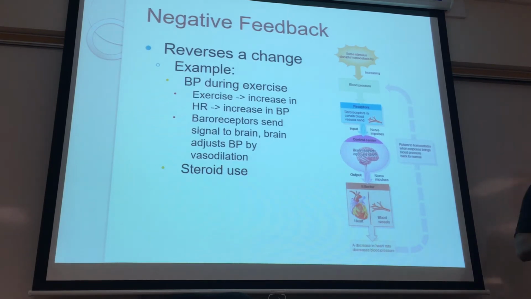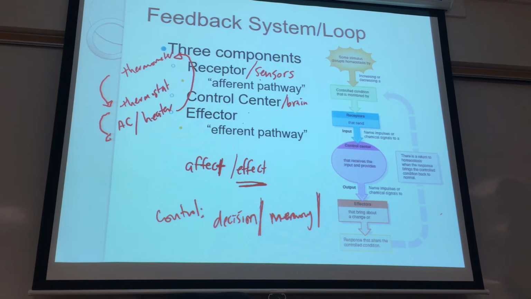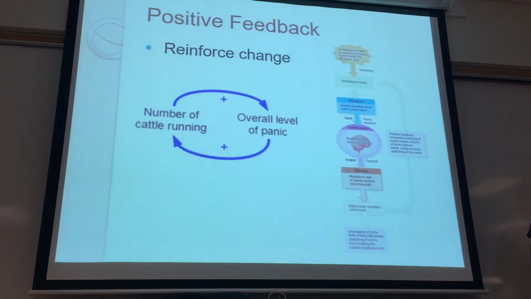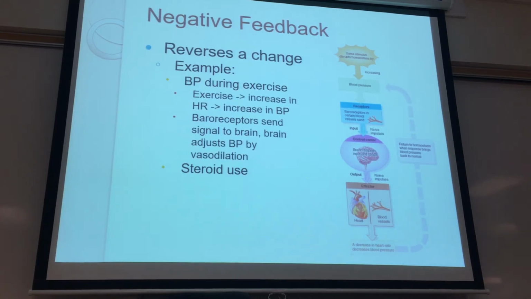So now, from that feedback loop, we want to take a look at two different pathways that we can go with. It's either negative or it's positive. Those are really the only two ways you can go with a feedback loop. With negative feedback, the whole concept is to reverse a change. To give you the best example, I'll use the thermostat example from earlier.